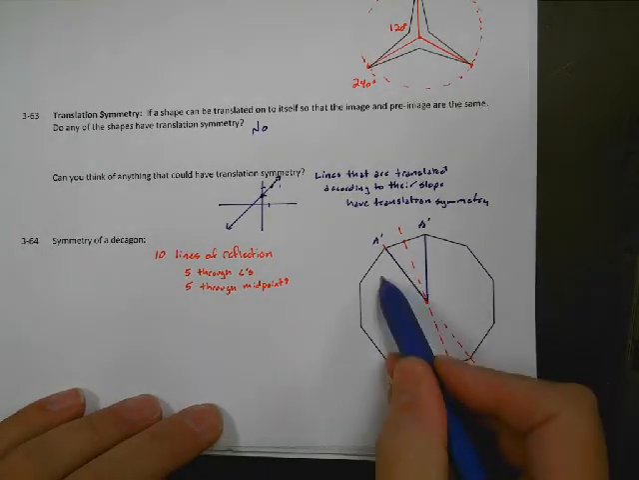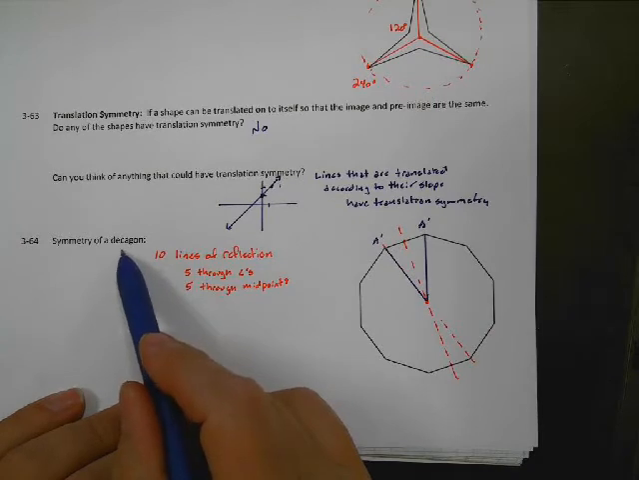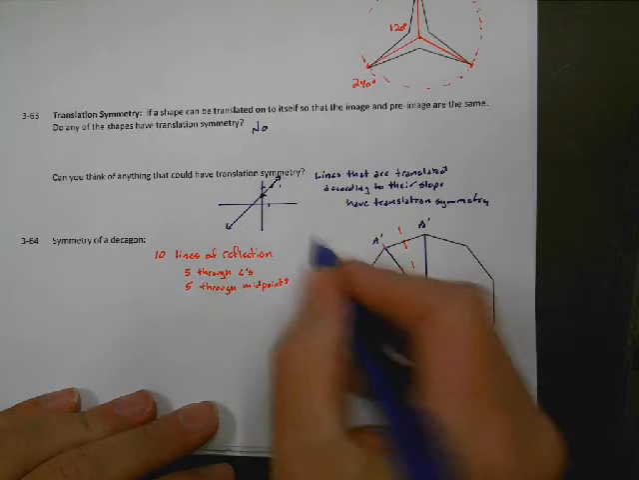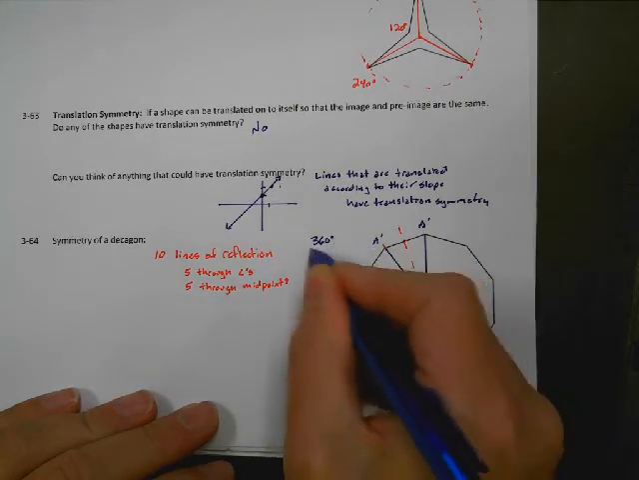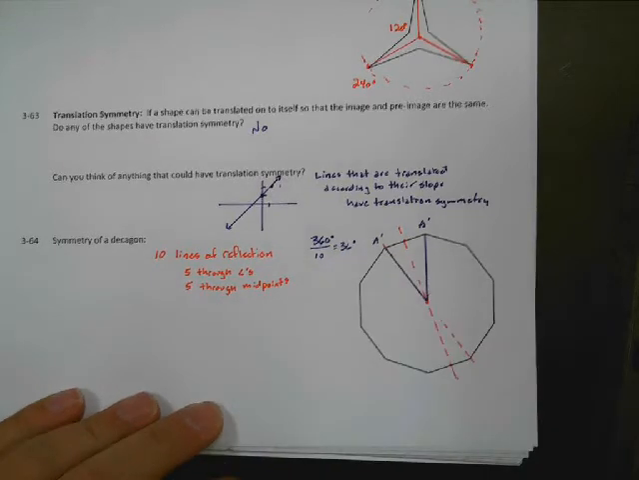So how many of these little pie shapes would I end up with in a decagon, a 10-sided object? Well, I should have 10 of them. So a circle going all the way around is 360. If I divide by 10, that means that every 36 degrees, I should get rotational symmetry.